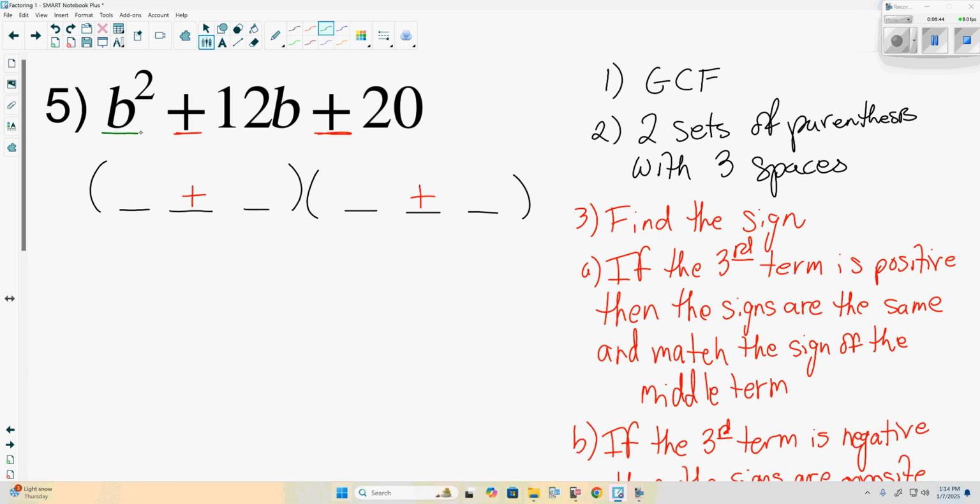Now, as we're looking for the factors of the first and third term, first term is b squared. We're looking for what multiplies together to give us b squared. Well, there's only one thing, and that is b and b. Because whenever we have that b squared term, b times b, b squared. Now, the third term, factors of 20, there's more than one. There's 1 and 20, 2 and 10, 4 and 5. Which one do we want to try first? 2 and 10.